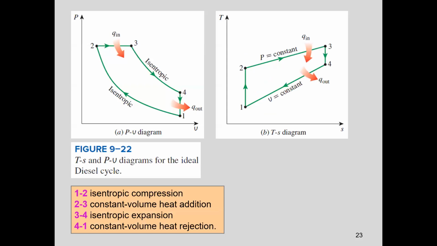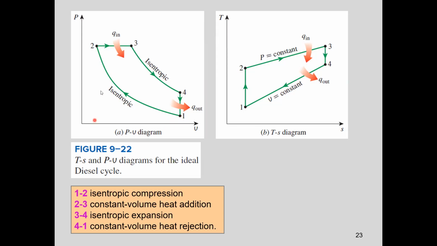So here you see PV, pressure, specific volume, and temperature entropy diagrams of the ideal diesel cycle. Let's look at the left diagram. On the PV diagram, the process 1, 2 is isentropic compression process, where air is compressed in a piston cylinder device from 1 to 2, and the piston travels from bottom dead center to the top dead center.